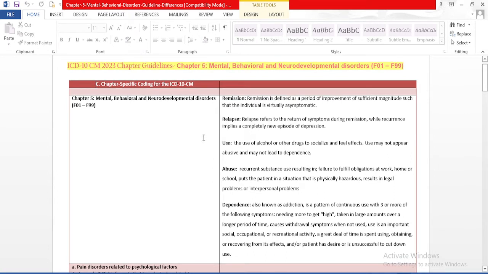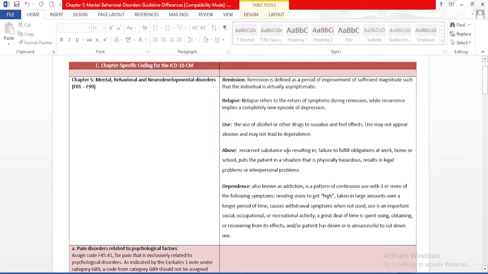So the first terminology is remission. Remission is defined as a period of improvement of sufficient magnitude such that the individual is virtually asymptomatic. So basically the patient had abuse or dependence previously, but it has reduced to a very low level, and also he is asymptomatic. In that situation, we will use remission. As all of us know, in this chapter 5 we have many codes related to remission, relapse, and use. So basically remission means the patient is decreasing their intake and they are asymptomatic now.